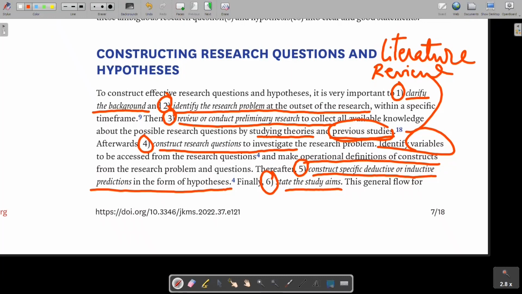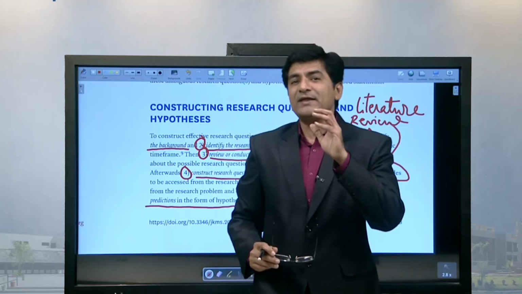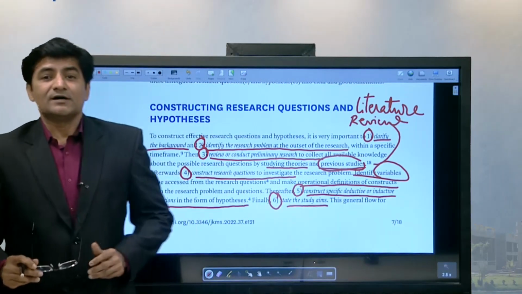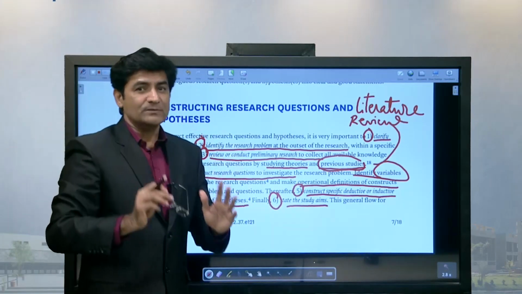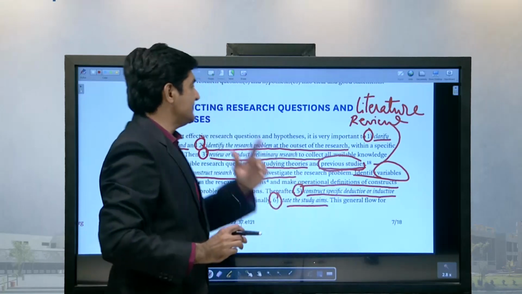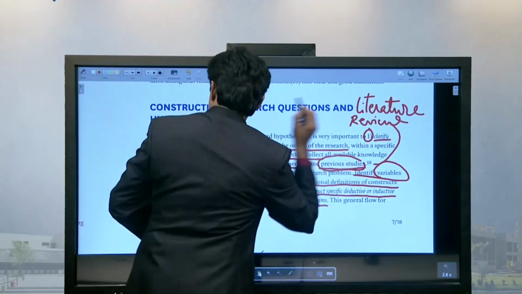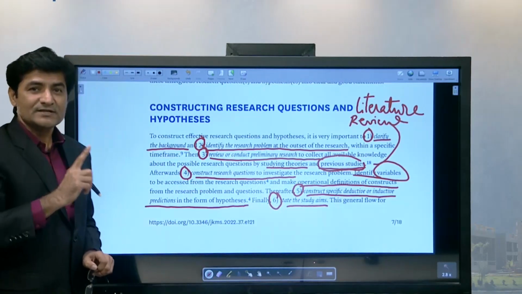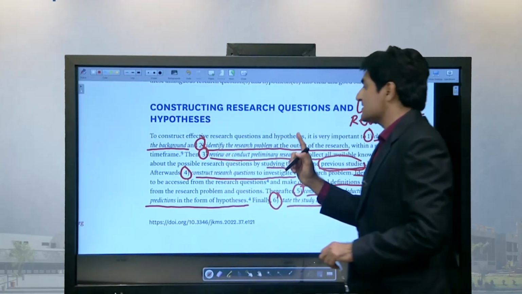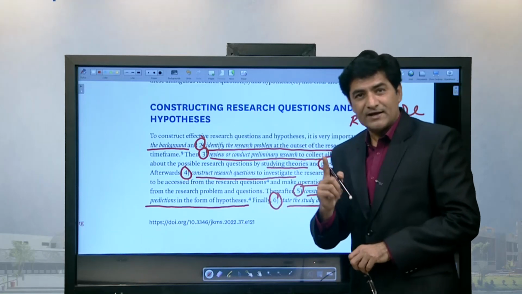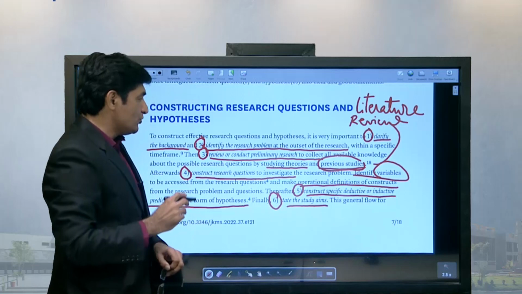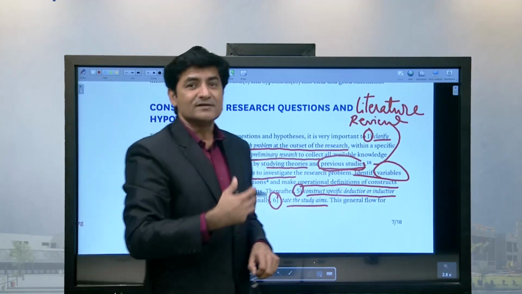So if we look at this again from the beginning, because this is a very important point after deciding a framework. After framework, when we sit down to construct a research question, 6 important points step by step are very important to be kept in mind here. First one, clarify the background. Second one, identify the research problem. Third one, review or conduct preliminary research.